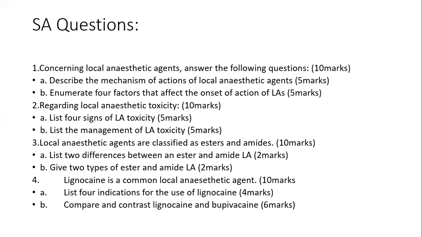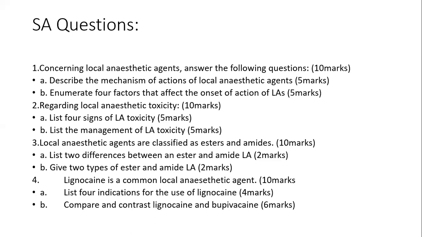Doctor, I'll answer it. The mechanism of action of local anesthetics is that they bind reversibly to voltage-gated sodium channels in the nerve plasma membrane of nerves, rendering the membrane impermeable to sodium ions, therefore preventing the action potentials from moving. Beautiful. Good. And then enumerate 4 factors that affect the onset of action.